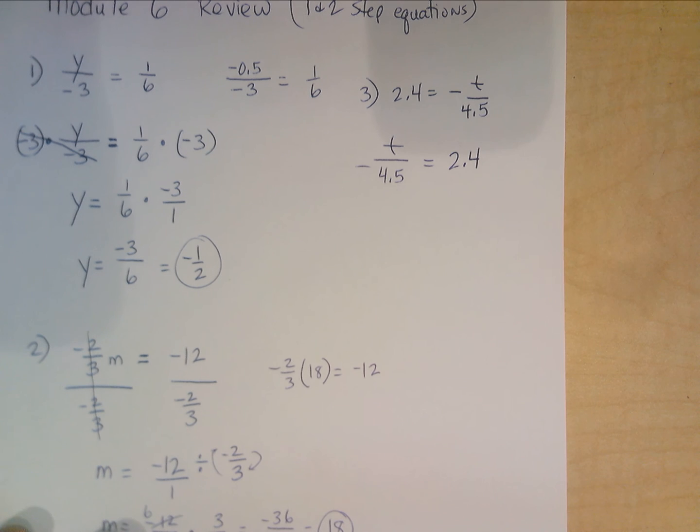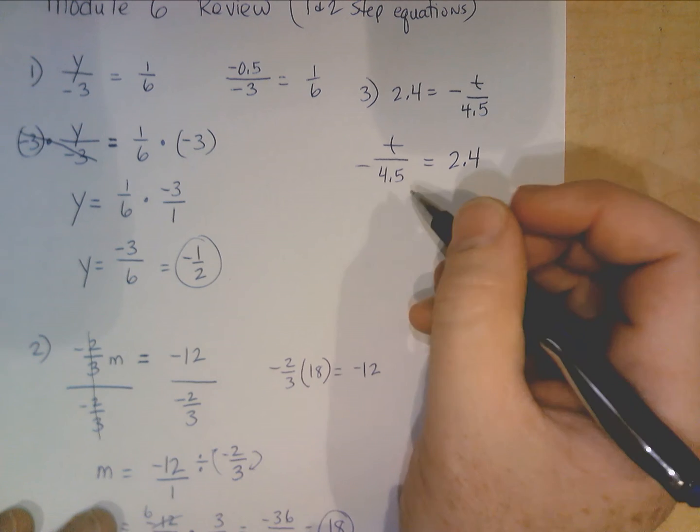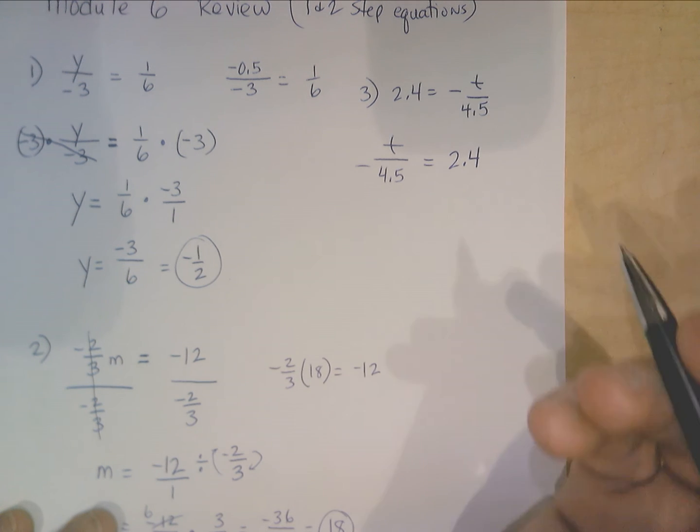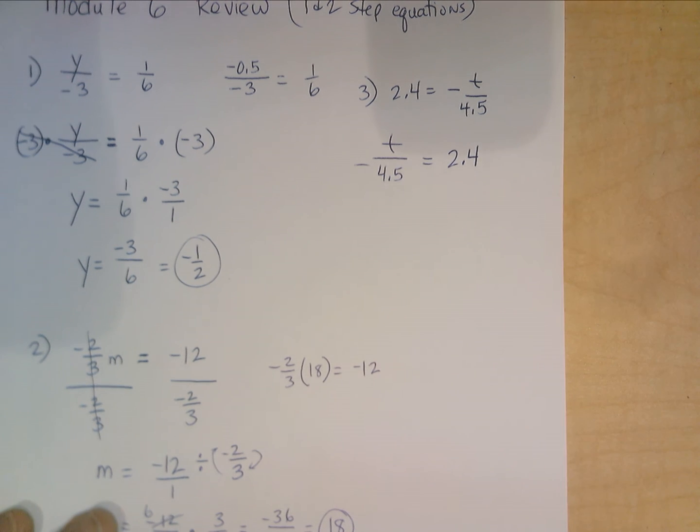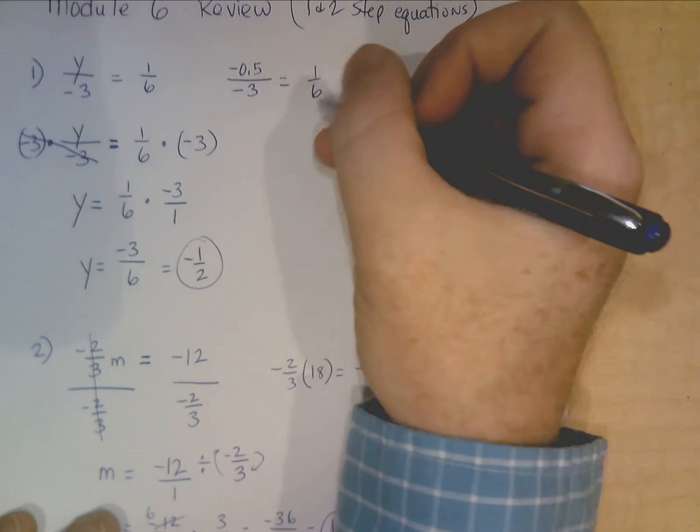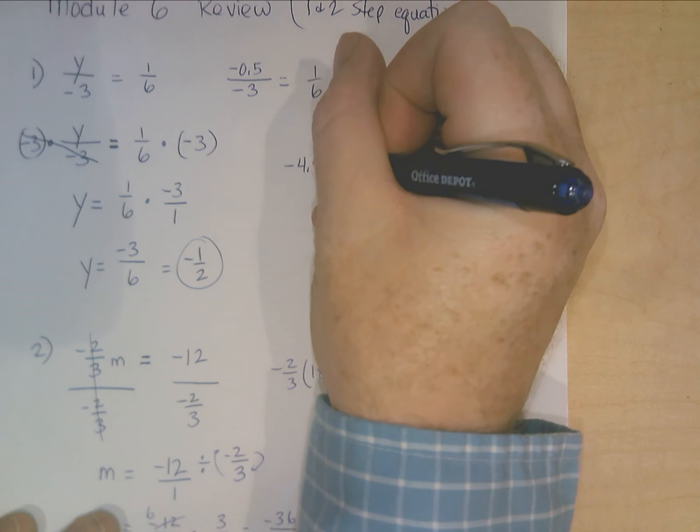So what is the opposite of dividing by negative 4.5? The opposite of dividing by negative 4.5 is multiplying by negative 4.5. So we're going to multiply both sides by negative 4.5.